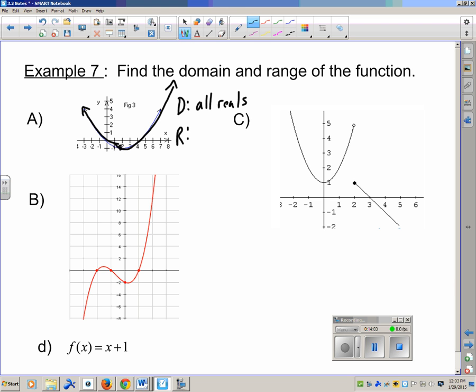Your range is what works for your y values. Can we see a limitation on the y values? Yeah, I can. It's not ever going to go below this point right there. Your smallest y value is going to be there at -1. So since my smallest y value is -1, I'm going to say y has to be greater than or equal to -1. Because after there it's at -1, then it's just going to keep going up and up and up from -1. It's just going to keep getting bigger and bigger. If it was to go down, then you'd say y is less than or equal to -1, but it's going up, so we're going to say it's greater than or equal to -1.